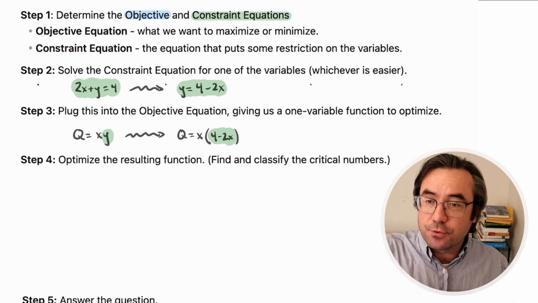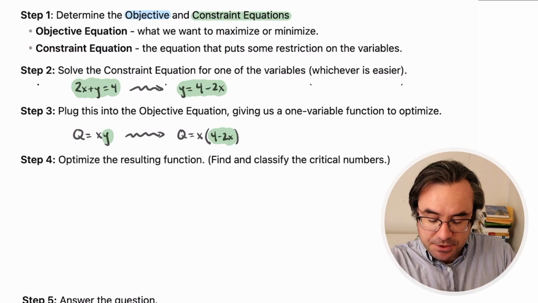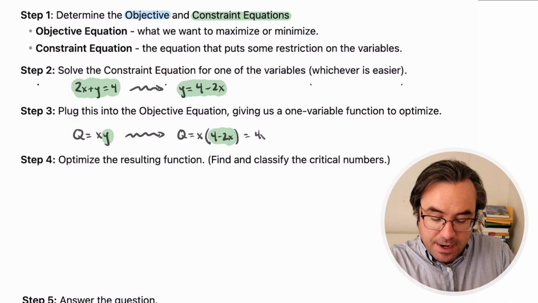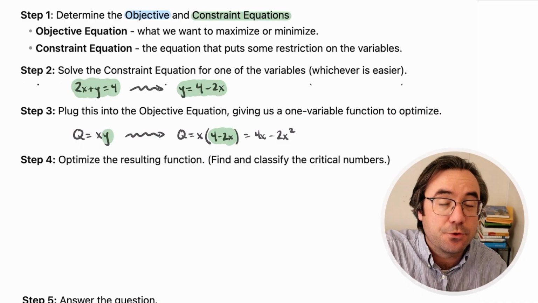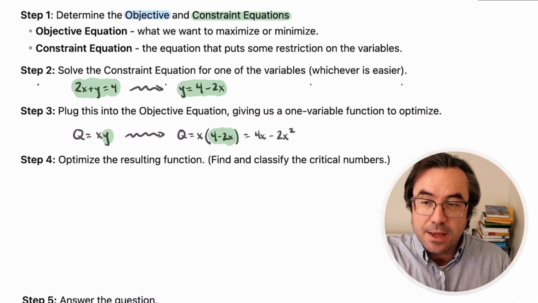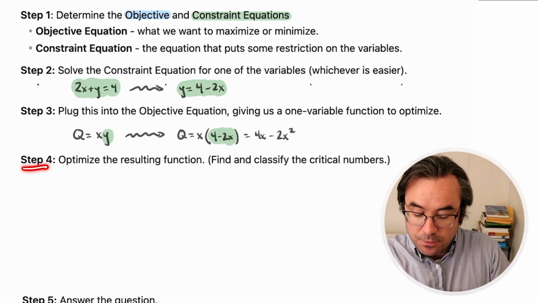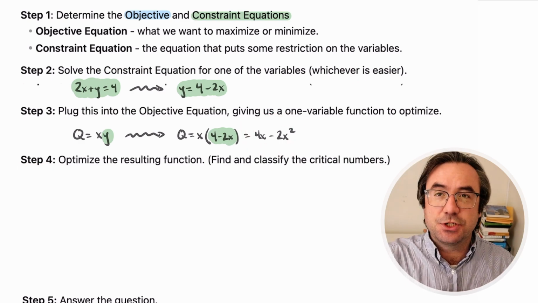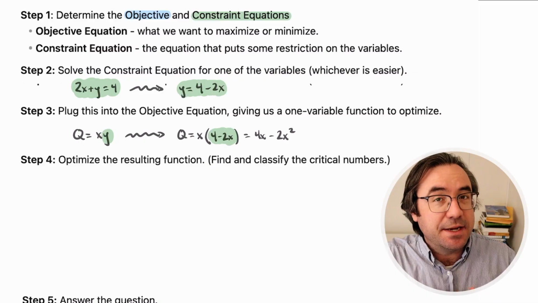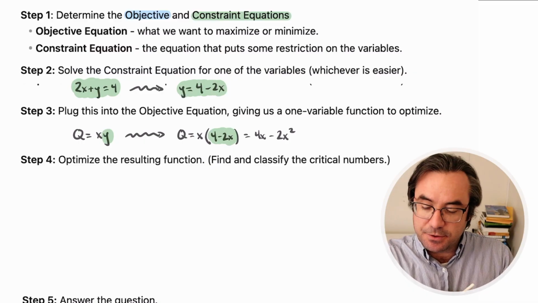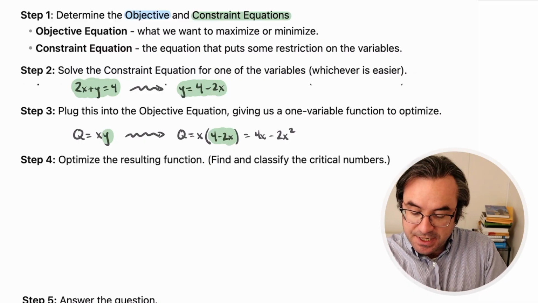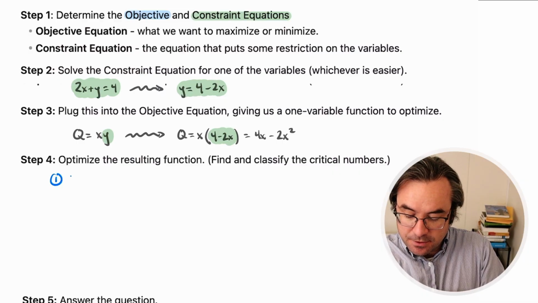So we know we're going to do the derivative. So to help us out, let's multiply this thing through. So we get 4x minus 2x squared. That'll just make doing the derivative a little bit easier. And now in this fourth step, we're going to optimize this function. And that means find and then classify the critical numbers. So we break this step into two parts. First part, we're going to find our critical numbers.